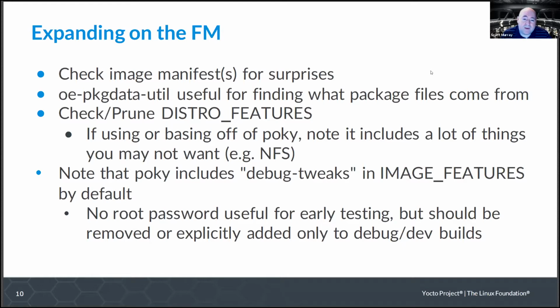If you're using or basing off of Poky, like core-image-base, I believe, is what starts to pull in a bunch of the distro feature enabled things. It can pull in package groups based on distro features. So one of those examples would be NFS. If you have NFS in distro features, you get a bunch of extra support for that, which maybe you do not want, because NFS can be convenient for development, but unless you're building a piece of network equipment, you probably don't want NFS in a shipping product. So that's an example.